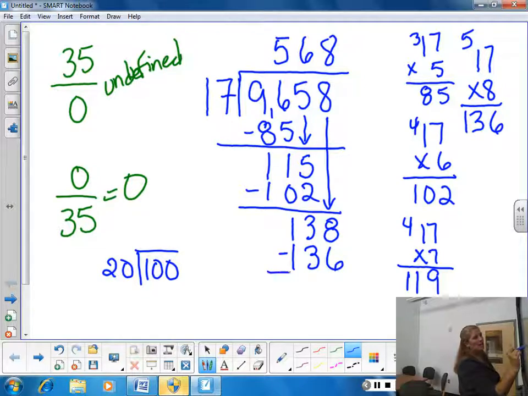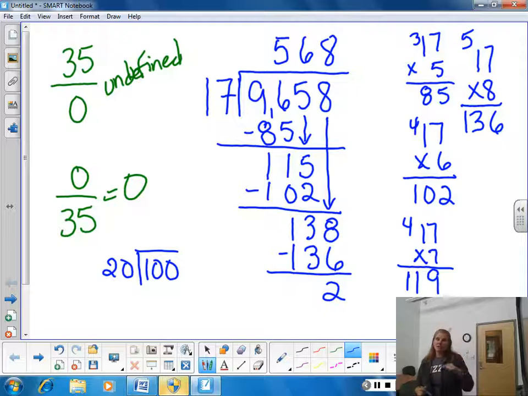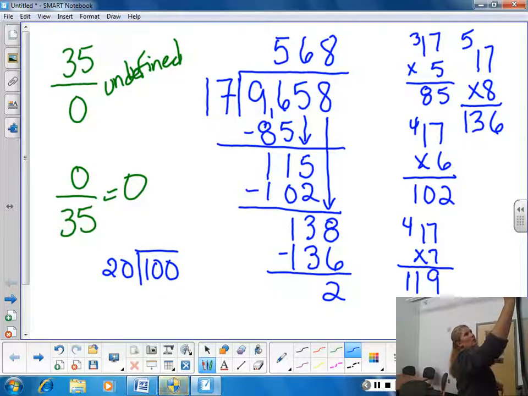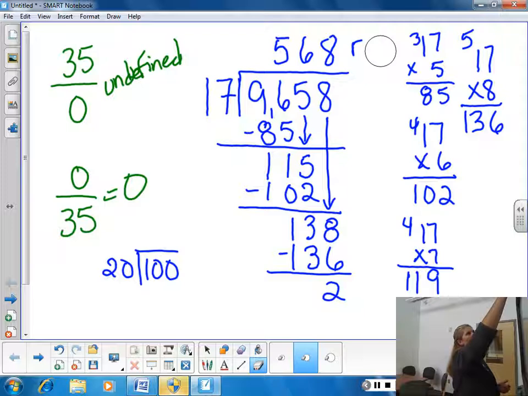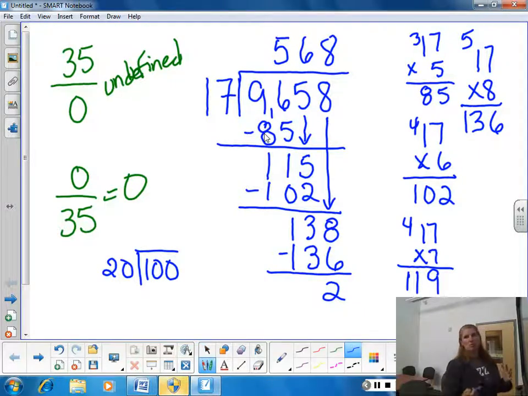And when I subtract that, I get 2. Now I know 17 doesn't go into 2. So that would be my remainder. And remember, I can write it as a remainder of 2, and some instructors may want you to do it that way. But I know for the test that you have to get into Math 90, they always say put them in fraction form. So that's what I'm going to do: 2 over 17.